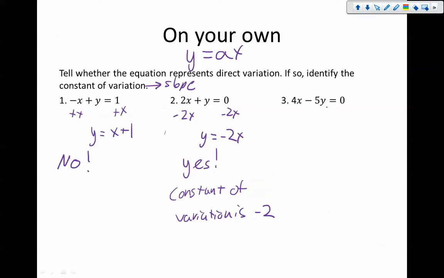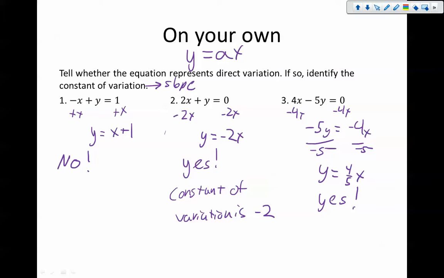Finally, number 3, we're going to solve for y again. Subtract 4x, subtract 4x. I get negative 5y equals negative 4x plus 0. But I'm not going to write the plus 0. Then I'm going to divide both sides by negative 5. And I'm going to get y equals 4/5 x. Is this direct variation? Yes, it is, because it fits the y equals ax thing. This is y equals ax.